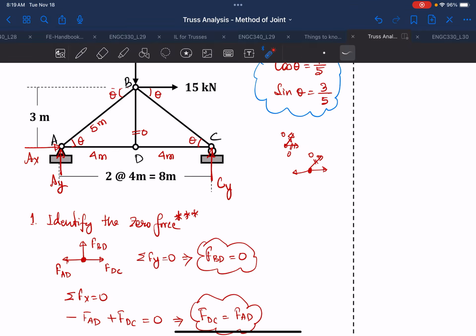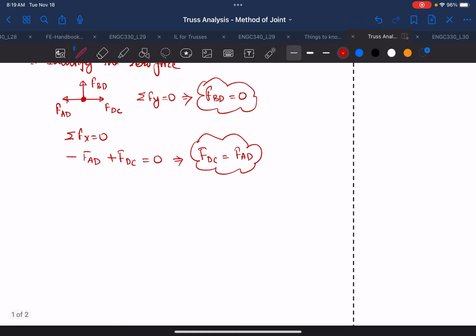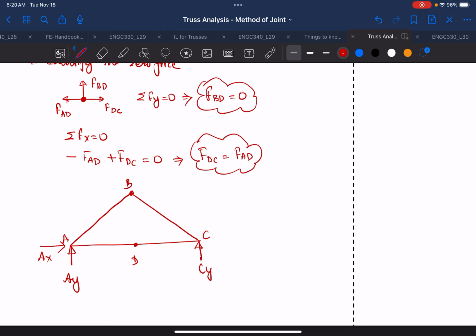If you take this joint, this is already zero, so it's already known. If I have to redraw it again, sometimes it's helpful to redraw the truss so that you don't get confused. So we have this joint, the reactions Cy, Ay, and then Ax, and then we have joint B, and this is joint D, this is A, this is C. Okay, so those are the remaining members of the truss structure.